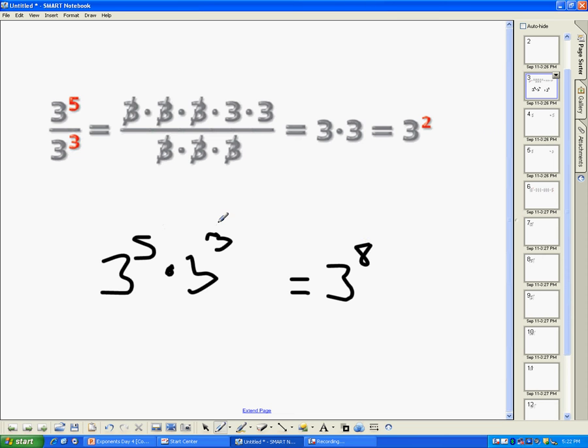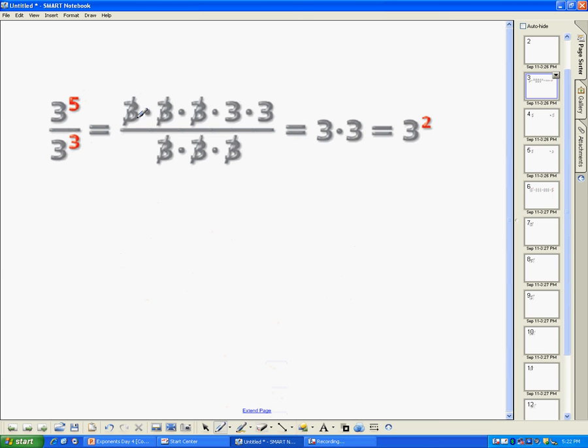I think of dividing as being the opposite of multiplication. Since when you're multiplying, you add the exponents, when you're dividing, you subtract the exponents. So here in this example, you can see 3 to the power of 5 over 3 to the power of 3 simplifies to 3 to the power of 2.